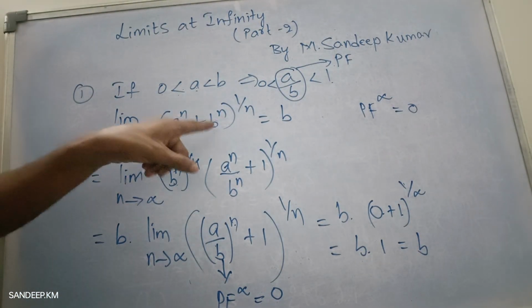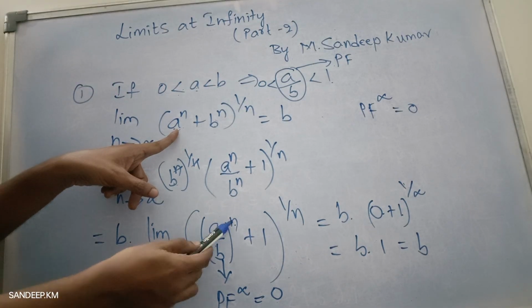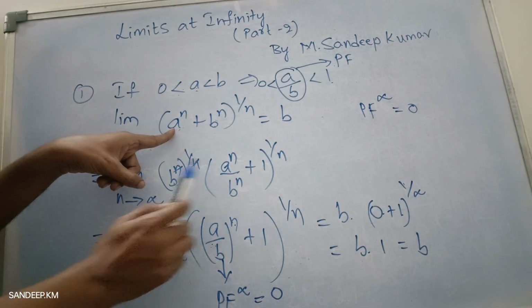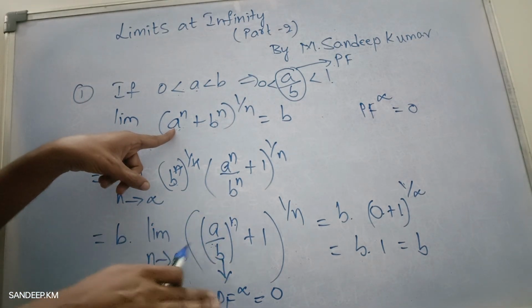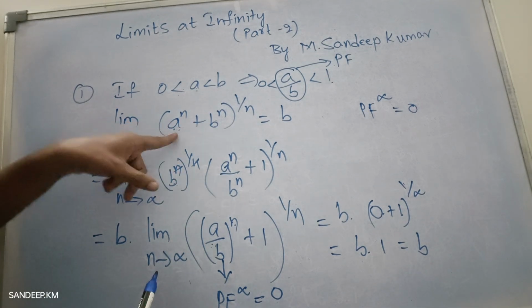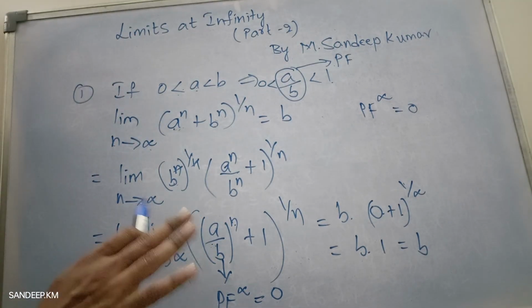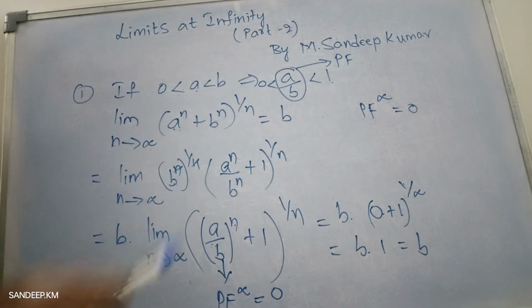Once again, if I take b^n common in these two terms, I will get a proper fraction to the power infinity. If I take a^n common in these two terms, I will get an improper fraction to the power infinity. To avoid an improper fraction to the power infinity and to get a proper fraction to the power infinity, I have taken b^n common to get a by b. If I take a^n common, I will get b by a. b by a is an improper fraction, that is not needed. So I have taken b^n common. Okay, so the answer is b. We'll look at the next question.